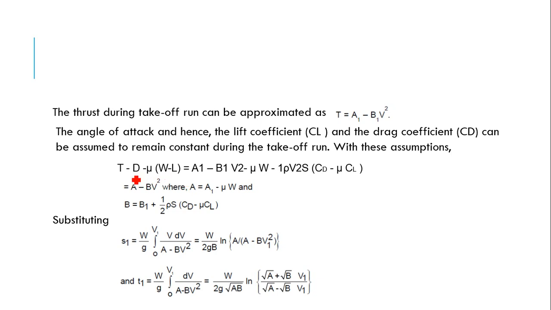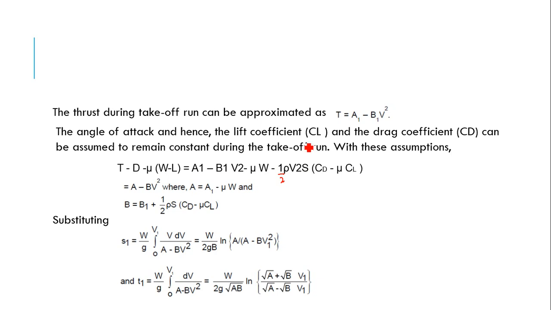So T minus D minus mu into (W minus L) equals, for T we can put A1 minus B1 V square. So A1 minus B1 V square minus mu into W, minus, for there is a D also, we can put it like this: minus half rho V square S into CD minus mu into CL. Mu into CL, that means we have put minus of (D minus L). That is why the value is like this.